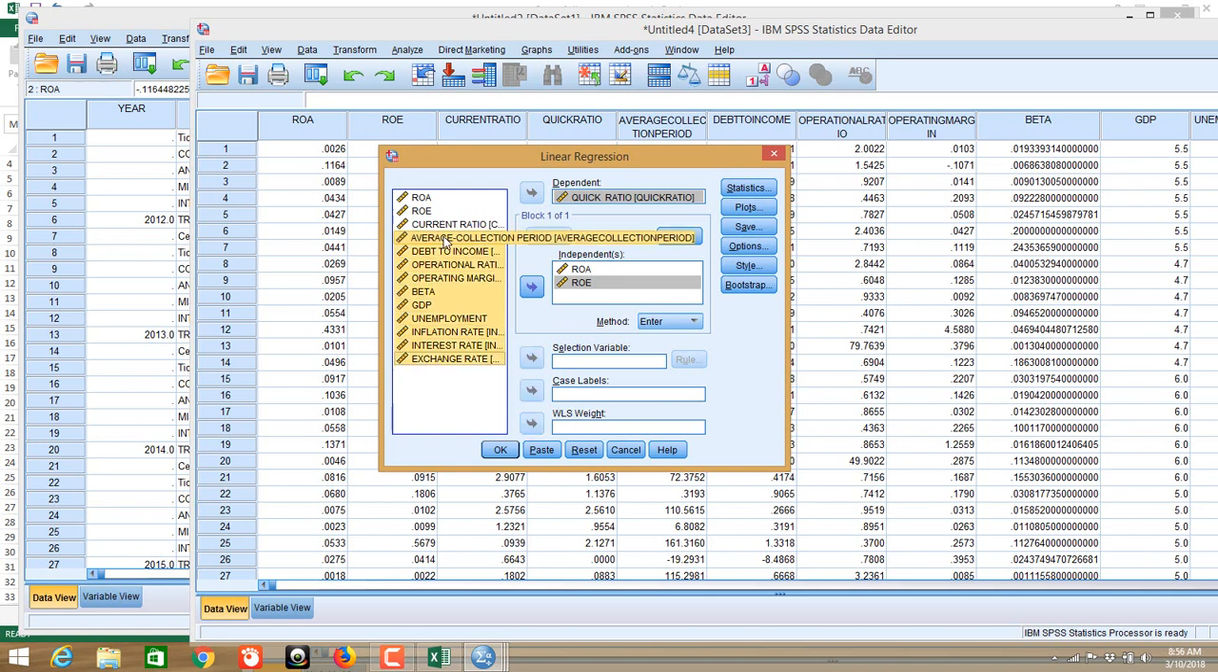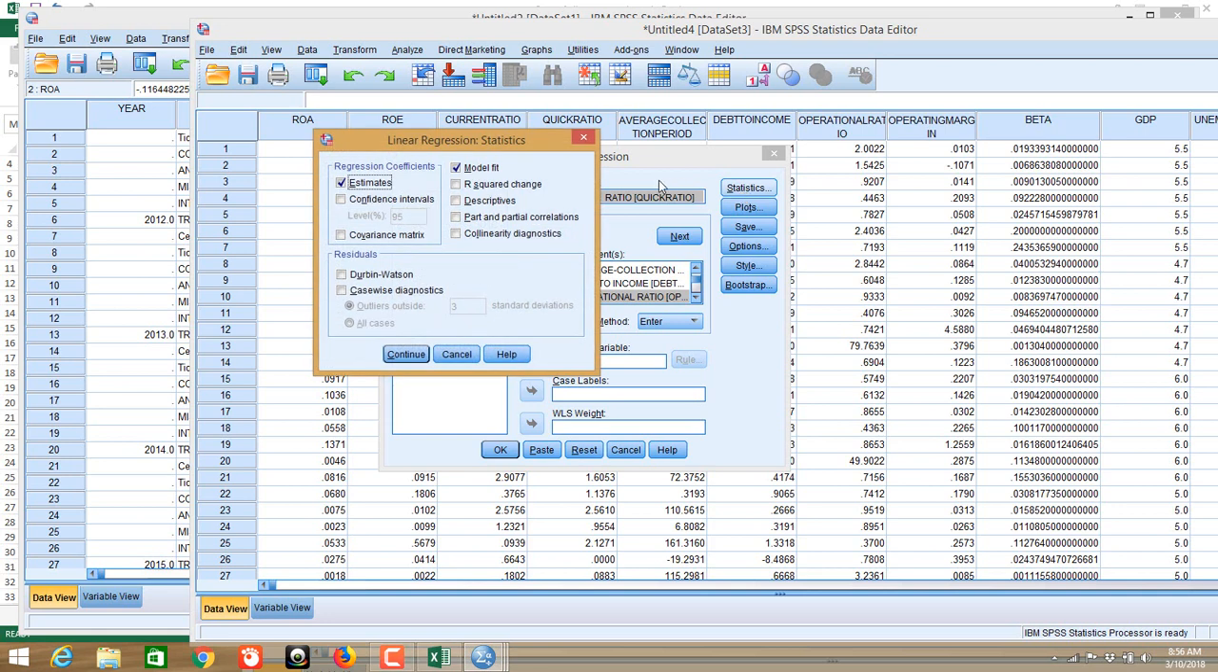You see? You just press shift and then you highlight, if you want to do it in one shot. If you want to do it one by one, just press here every time. But if you want to do it in one shot, then you just press shift, arrow down, and then you click here. Okay? So the next step, you go to statistics.